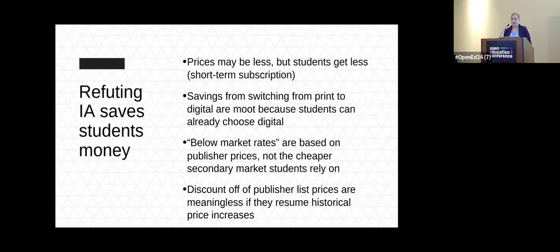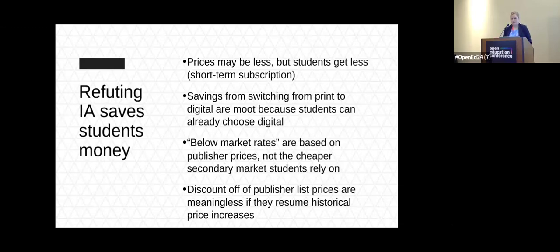So refuting IA does save students money. Prices may be less, like the number one thing that you're going to get marketed to with an inclusive access program is, long story short, we're saving students money. Our concerns with this are, one, the fact that students in many, if not most cases, are losing access to these materials at the end of their semesters. But also the fact that, for a lot of students, particularly with equitable access programs, they are actually being charged more than they might be if they're in those disciplines that use fewer materials.